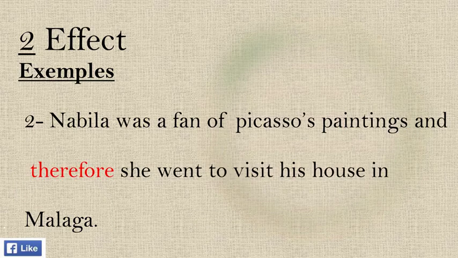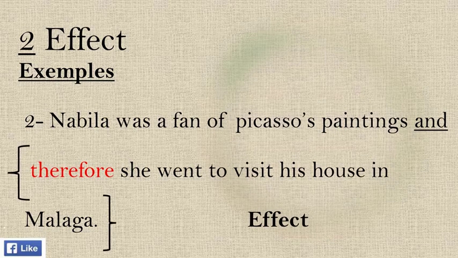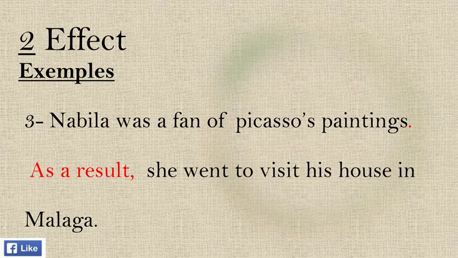نمر للمثال الثاني. Nabila was a fan of Picasso's paintings and therefore she went to visit his house in Malaga. هنا كذلك instead of so we replace so with therefore. Therefore عنده نفس المعنى تاع so. نفس الشيء استعملناه في الوسط ما درناش قبله فاصلة لأنه عندنا كلمة and. When we have and we don't need a comma. So therefore she went to visit his house in Malaga. This is the effect.